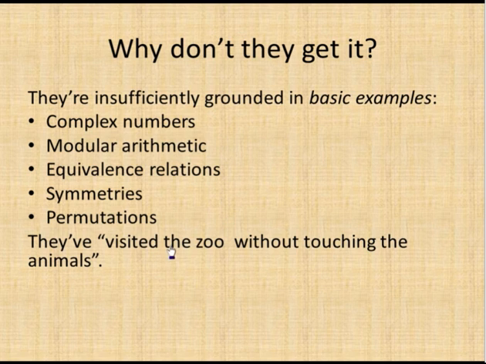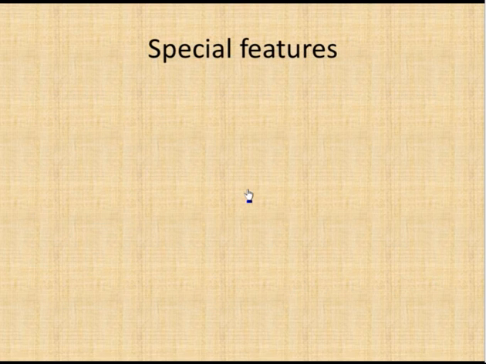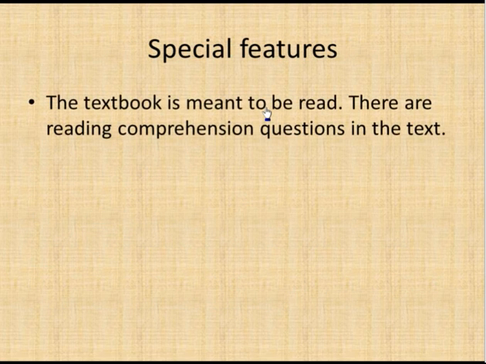They've visited the zoo without touching the animals. They've had classes where they say, this is a complex number, this is modular arithmetic, this is a permutation. They don't really know how to work with these things. They've only seen them from a distance. They have no really intimate familiarity. So our strategy is to have them play with the animals and begin to see what they have in common. Right. So you play with a tiger and then you see a jaguar, you see there's some similarity there.